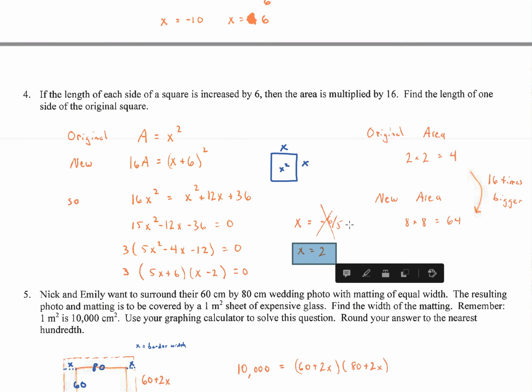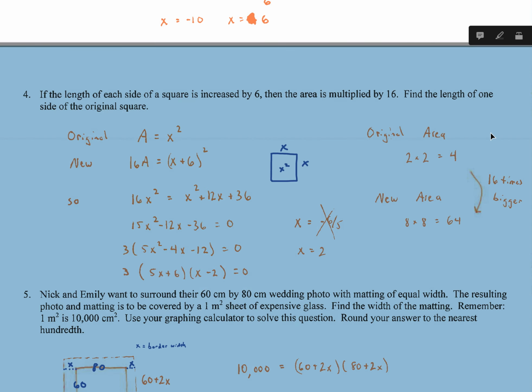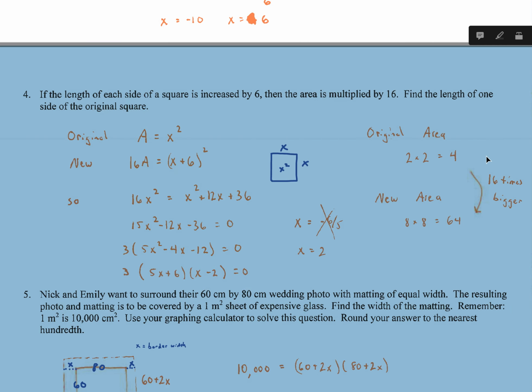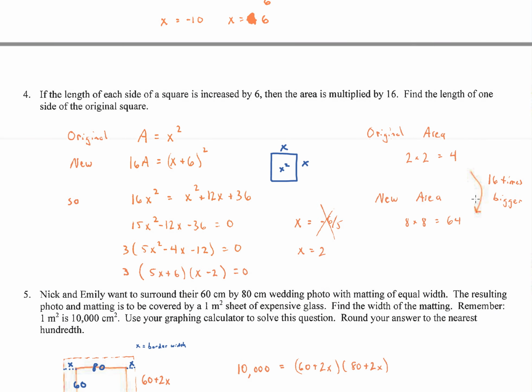And now we can check. If the original square was 2 by 2, it must have an area of 4. If I increase the side length by 6, then I have an area that's 8 by 8, which is 64. Look what happened to the area: increasing the side length from 2 to 8 made the area go from 4 to 64, 16 times. So it works.